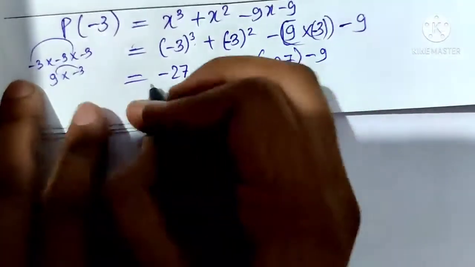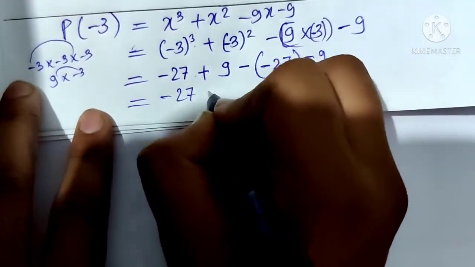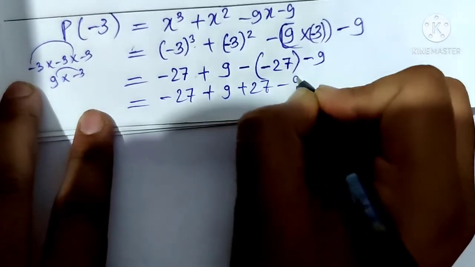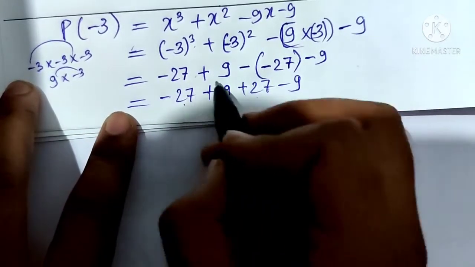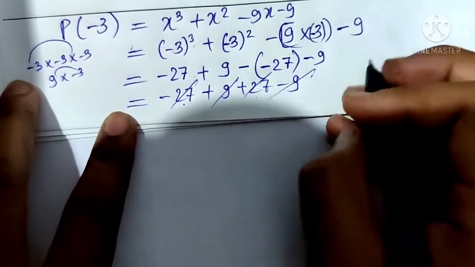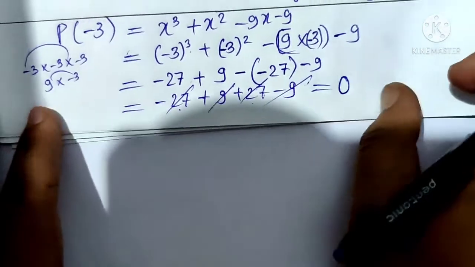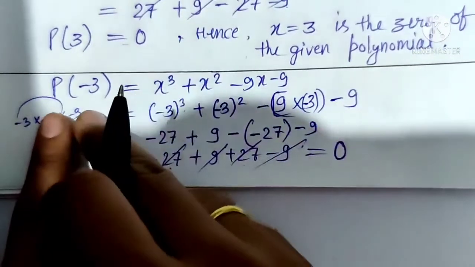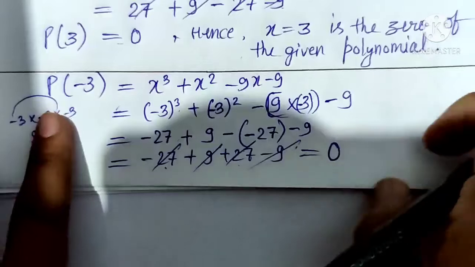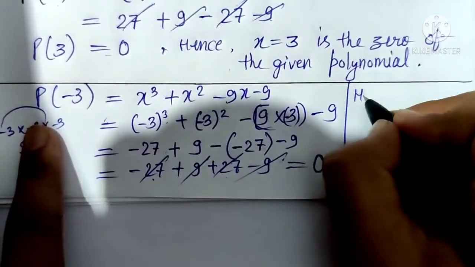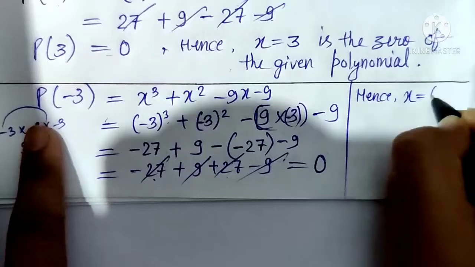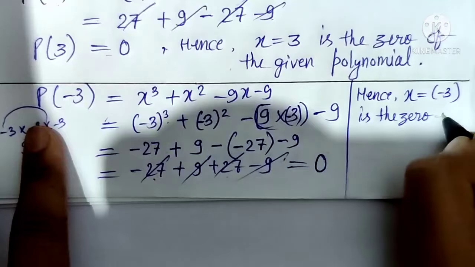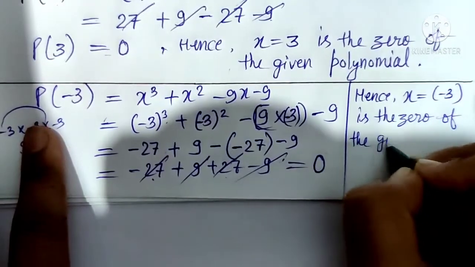So what will come now? Just check when we open the bracket. So minus 27 plus 9 plus 27 minus 9. Now solve it. Minus 27 plus 27 will cancel. Plus 9 minus 9 will cancel. So what comes? Equal to 0 only. So it means when we put x = 3, it is coming 0, and when we put minus 3 in place of x, then also it is coming 0. So we can say, hence, x = minus 3 is also a zero of the given polynomial.